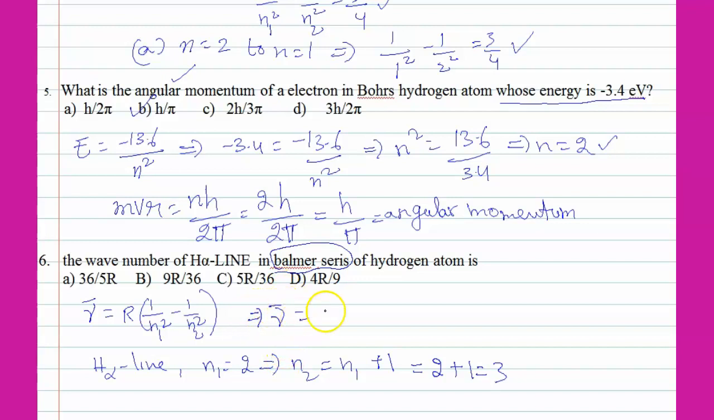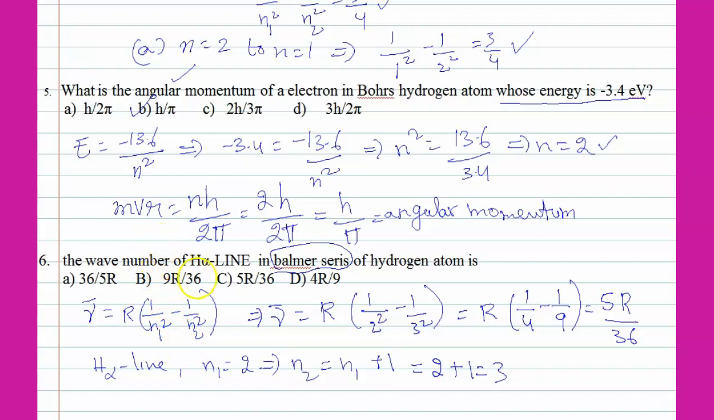So nu bar equal to R into 1 by 2 square minus 1 by 3 square, R into 1 by 4 minus 1 by 9. So 9 minus 4, 5R by 36. So option C is the correct one.